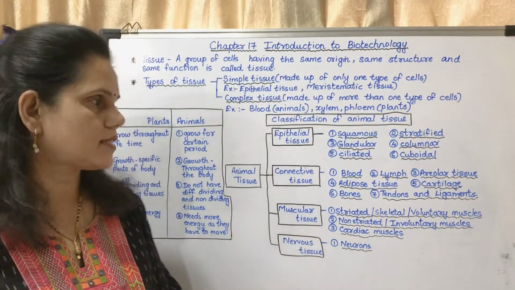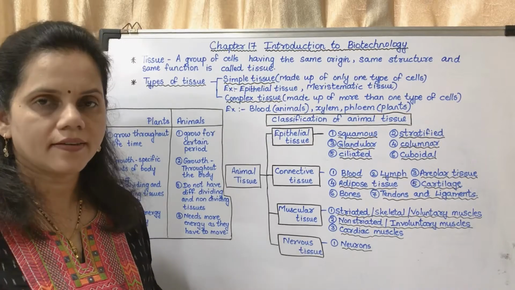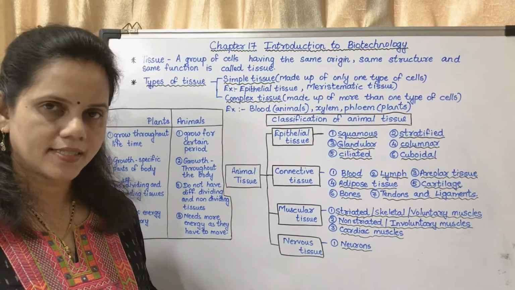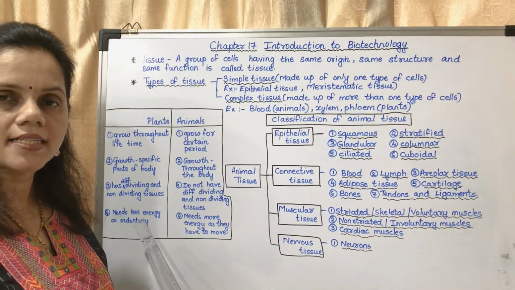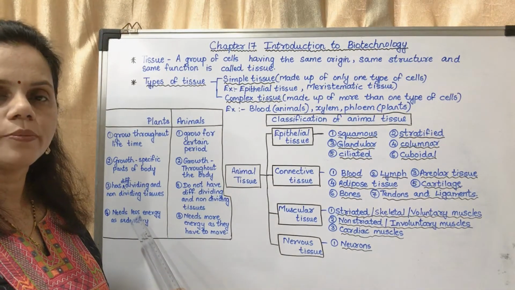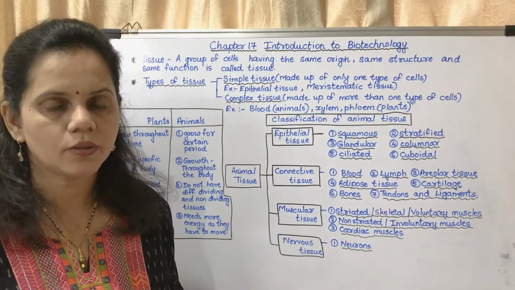There are no dead cells. Okay, so in case of animals, they do not have different dividing and non-dividing cells. The last point is plants need less energy as they are sedentary. What do you mean by sedentary? Sedentary means they do not move from one place to another.